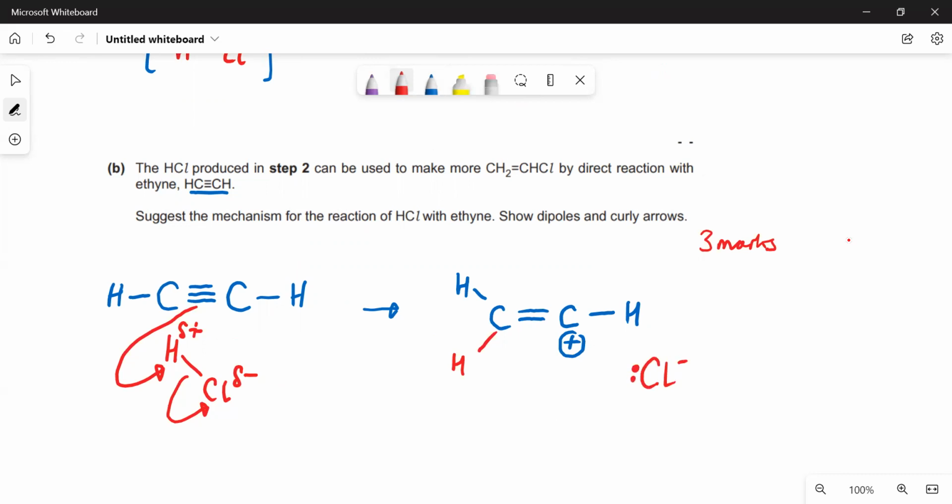We draw a lone pair. We've got 4 lone pairs in the chlorine. We only draw 1 of them. And that lone pair is then going to go onto that carbon to form the final product, chloroethene. So we've got H there and Cl there.